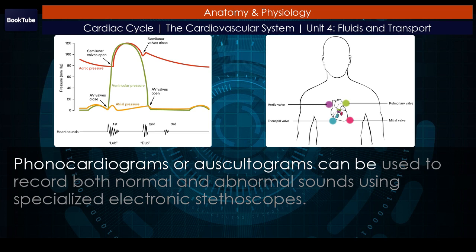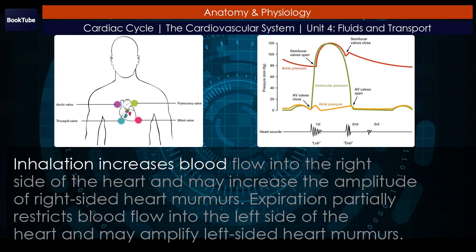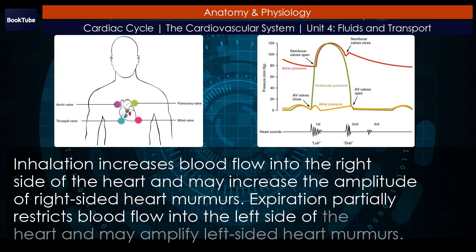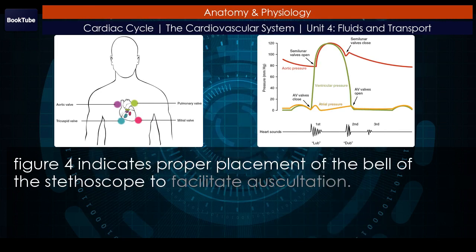Phonocardiograms or auscultograms can be used to record both normal and abnormal sounds using specialized electronic stethoscopes. During auscultation, it is common practice for the clinician to ask the patient to breathe deeply. This procedure not only allows for listening to airflow, but it may also amplify heart murmurs. Inhalation increases blood flow into the right side of the heart and may increase the amplitude of right-sided heart murmurs. Expiration partially restricts blood flow into the left side of the heart and may amplify left-sided heart murmurs. Figure 4 indicates proper placement of the bell of the stethoscope to facilitate auscultation.